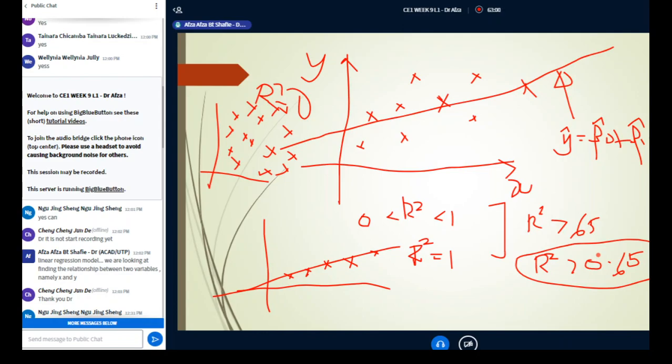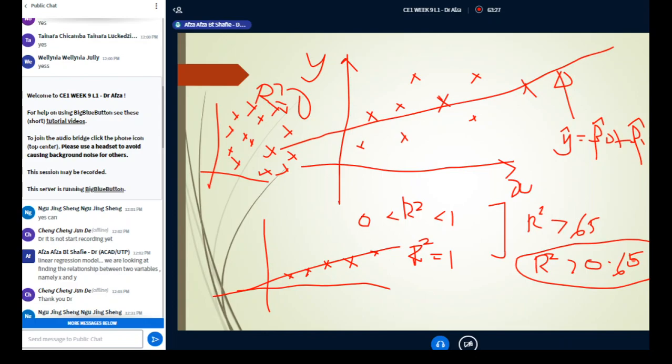If we say 0.9, that means Y is 90% dependent on X. The other 10% can be due to some variation. But basically, this is what we are looking for. If R squared is greater than 0.65, that means this is already a good value for the R squared. It is almost impossible to get 1.